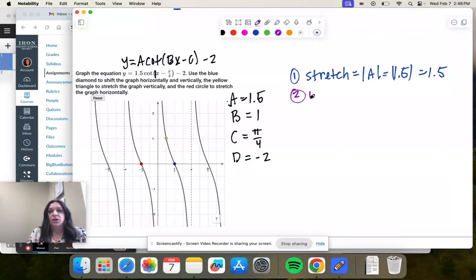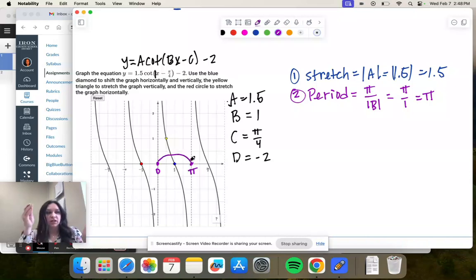Second thing is the period, which is pi over b. And b is just 1. So pi over 1 is pi. So if we look here, I like to look at the asymptote on cotangent. This asymptote's at 0. The next one is at pi. So that's the difference between the repetition. So that's our period, it didn't change. So no change for our red dot. We're going to just leave it how it is.